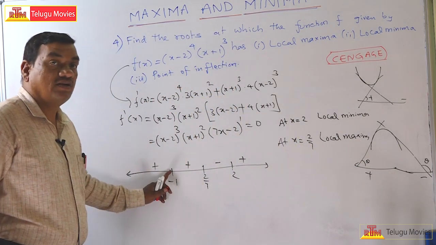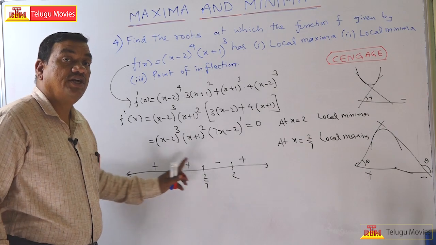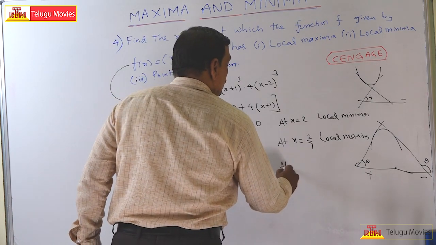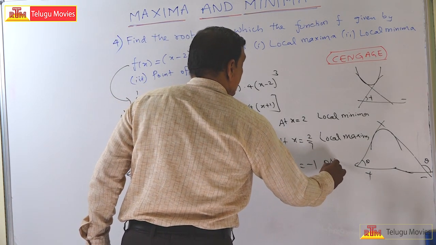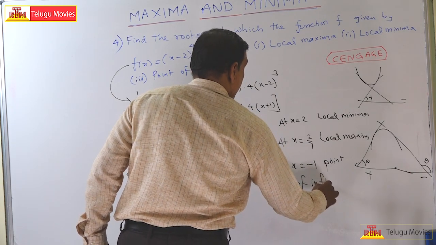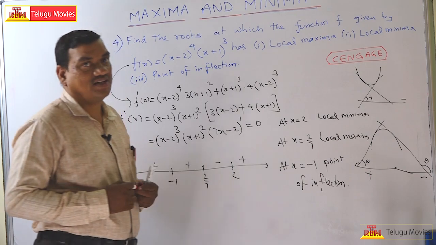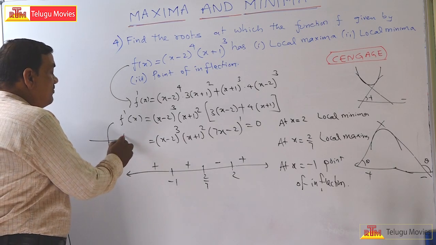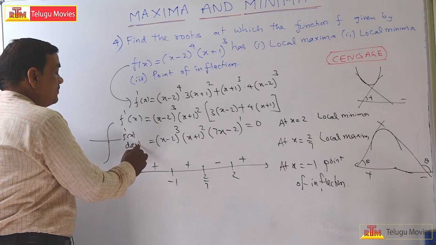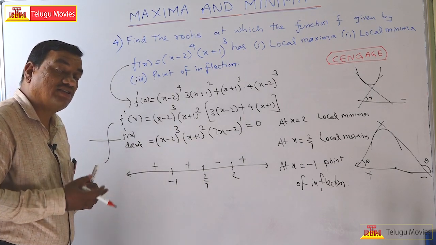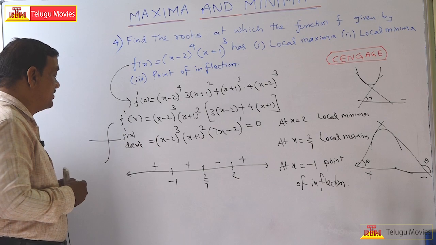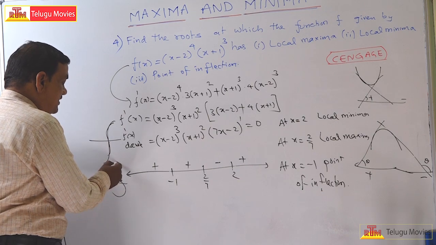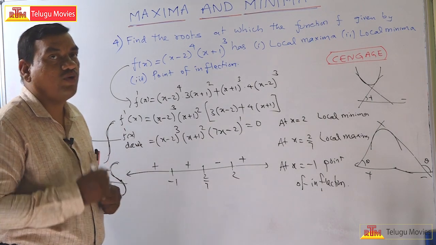If you observe at minus 1, there is no change in sign. There is no change in sign. Plus, plus, minus, minus. Therefore, at x is equal to minus 1, this is the point of inflection. Understand what the point of inflection means? So this is the point where f dash of x is equal to 0 or f dash of x does not exist. Okay, so that is called points of inflection. That means if you observe here, immediately it takes the turn. That is called point of inflection.